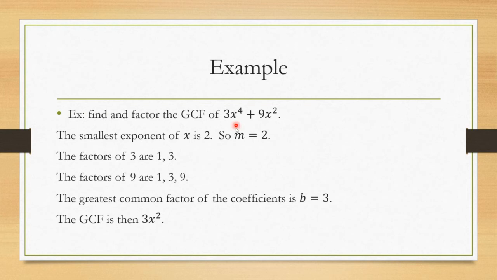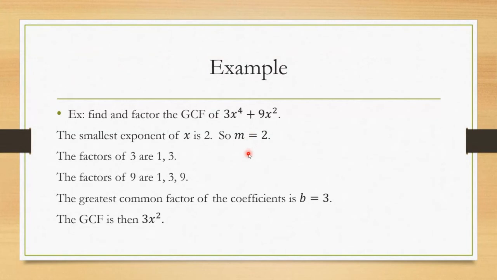Let's do an example. So let's find and factor out the GCF of this polynomial. Well, notice the smallest exponent of x here is 2. Right? We have a 3x to the 4, 9x squared. So that's what we get here. Now, so we take m to be 2 then. 2 is the smallest exponent of x.